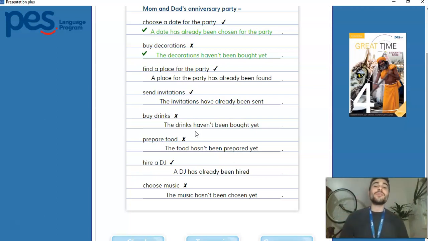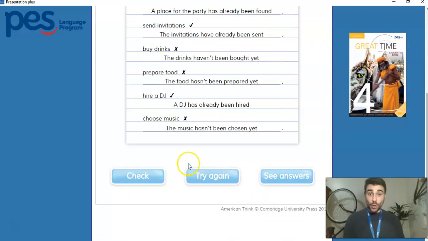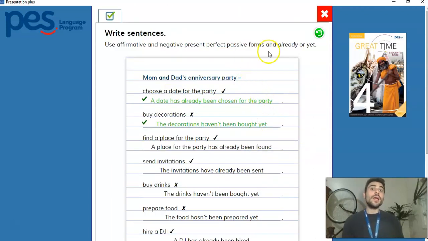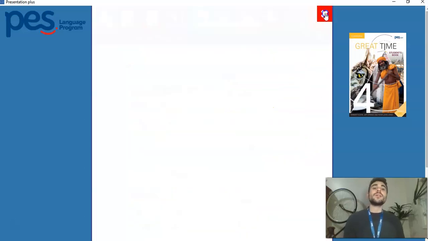It's just a matter of getting all the words correct. Okay, but the most important part, which is the structure of present perfect with passive voice, is completely fine. Okay, we got them all right in this part. So, has already been found, have already been sent, haven't been bought yet, hasn't been prepared yet, has already been hired, and hasn't been chosen yet. Okay, so good. I think we got this one, right? Don't let this software here get us down.